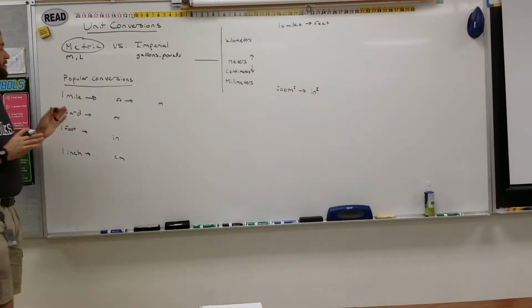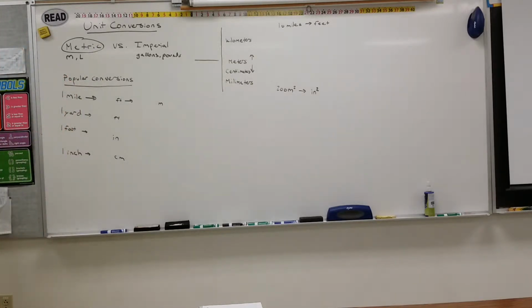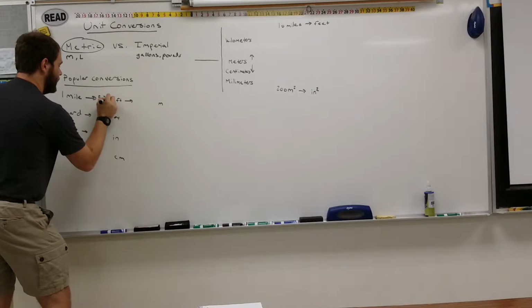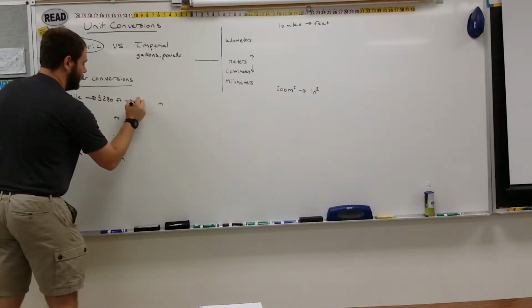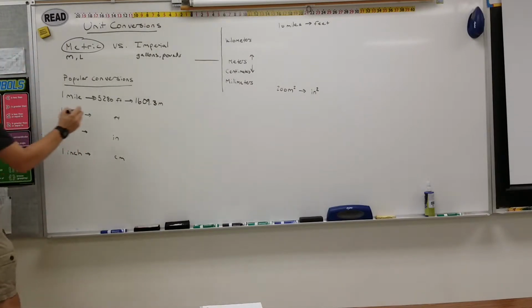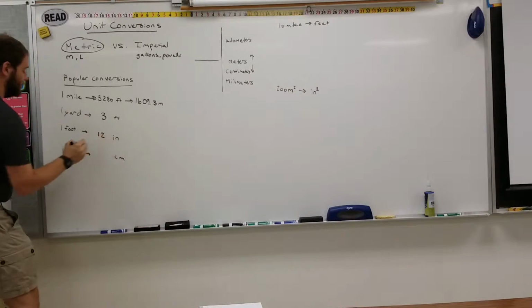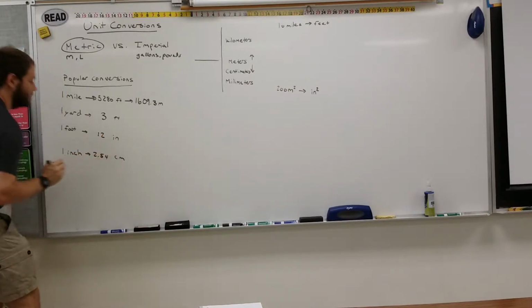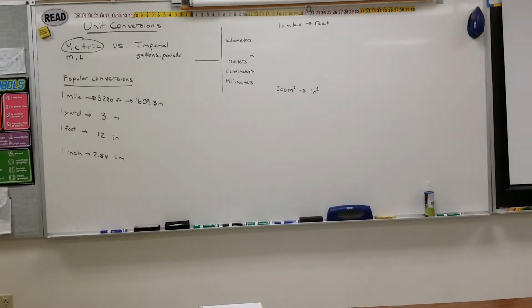Anyways, here are some popular conversions that you might do in your math or science class. For one, 1 mile is 5,280 feet, or 1,609.3 meters. 1 yard is 3 feet. 1 foot is 12 inches. And 1 inch is 2.54 centimeters. Okay? Those are popular conversions that you might have to do in class.